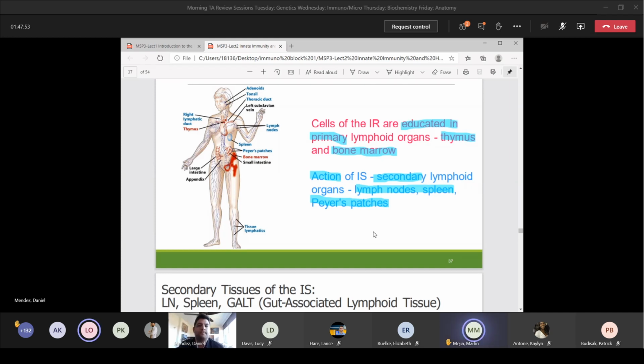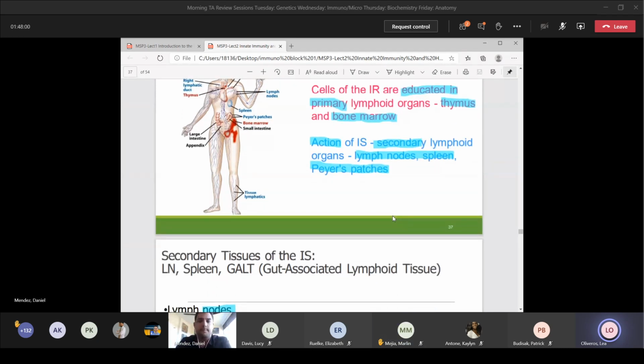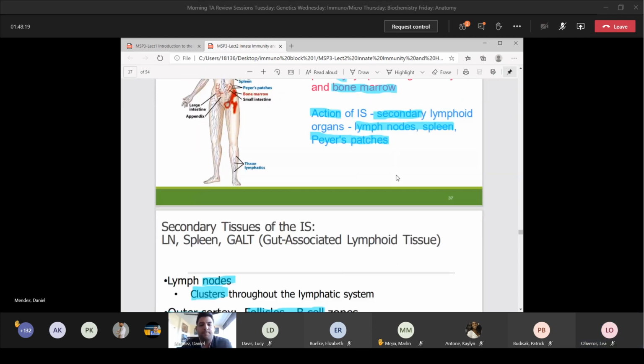I have a question. Okay. So they're educated in the primary lymphoid organs, and do they get transferred to the lymph nodes for storage, if that makes sense? Yes, they will go from their primary lymphoid organs to where they are supposed to go and reside in the actual lymph nodes. Okay, thank you. No problem.